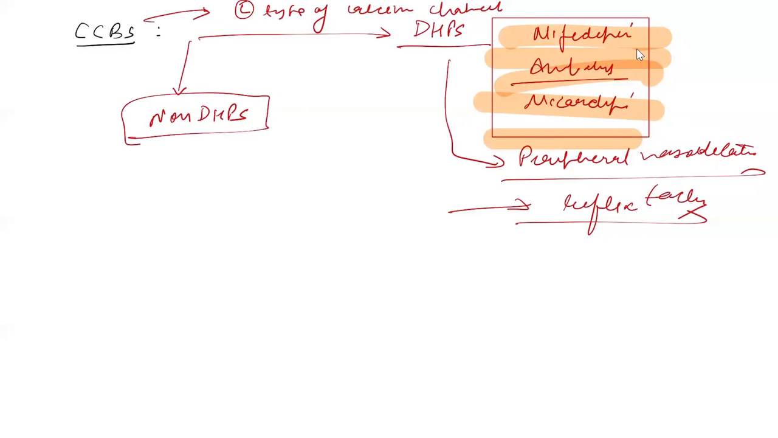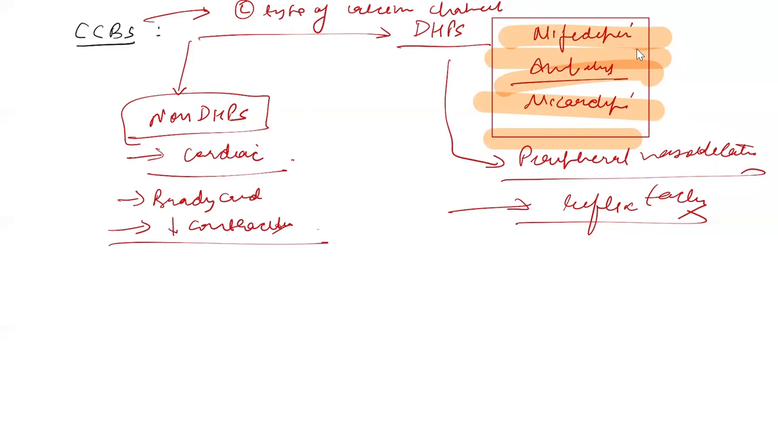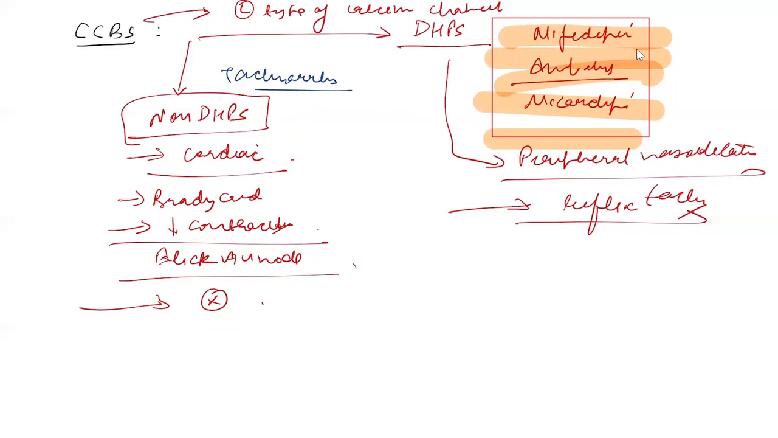Non-DHP CCBs have more effect on cardiac tissue, so they lead to bradycardia, decrease contractility, and block the AV node. While their peripheral action is minimal, that is, they don't lead to peripheral vasodilation. So non-DHP CCBs are mostly used in patients with tachyarrhythmias. They are not good antihypertensive agents, while DHP CCBs are preferred antihypertensives.